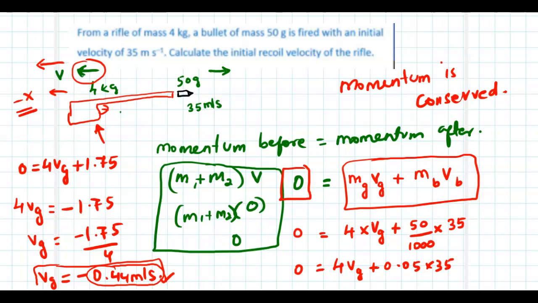Now if you want, you can substitute the velocity of the gun value here, negative 0.44, plus this multiplication value, 1.75. If you multiply, you will get almost zero. If zero is not coming, you should know that we have rounded off the value. If it is not rounded off, then the value must be zero. So momentum after is equal to momentum before, zero. Hence we have proved, right?